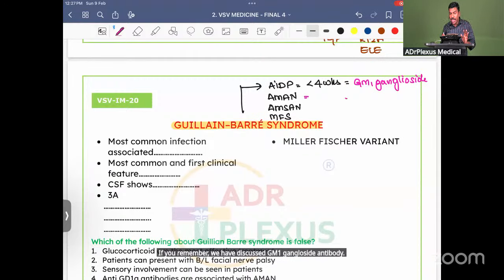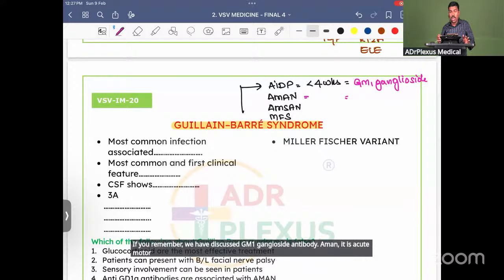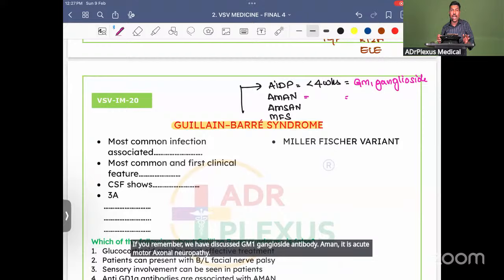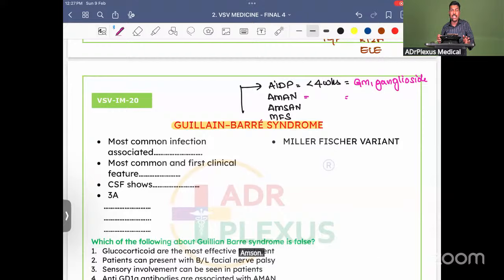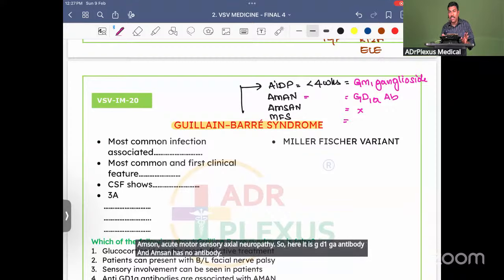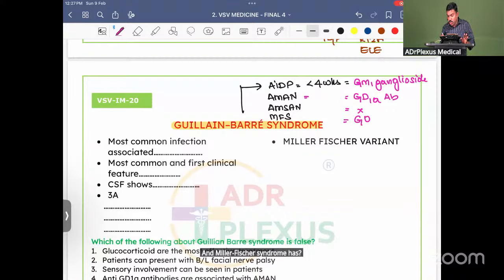AMAN is acute motor axonal neuropathy. AMSAN, acute motor sensory axonal neuropathy. So here it is GD1A antibody, and AMSAN has no antibody, and Miller-Fisher syndrome has GQ1B antibody. Okay.